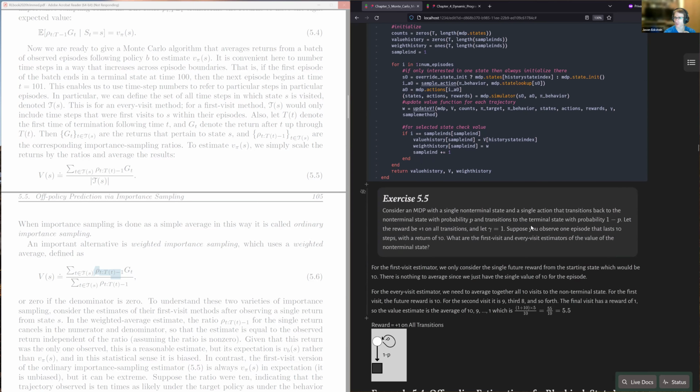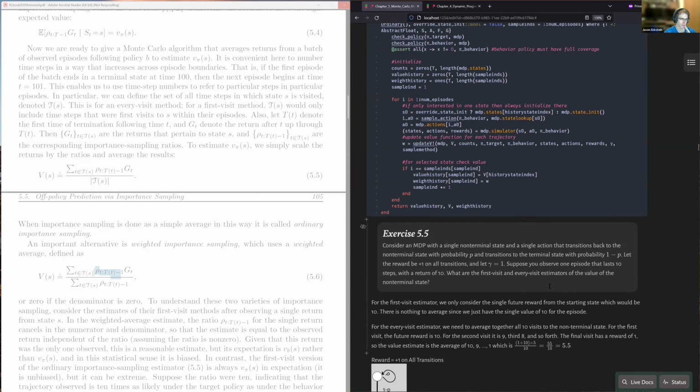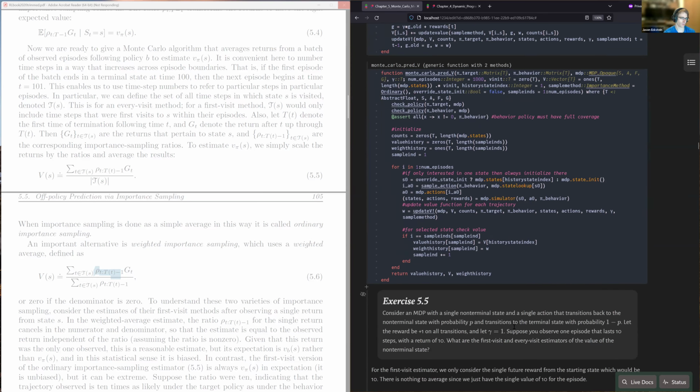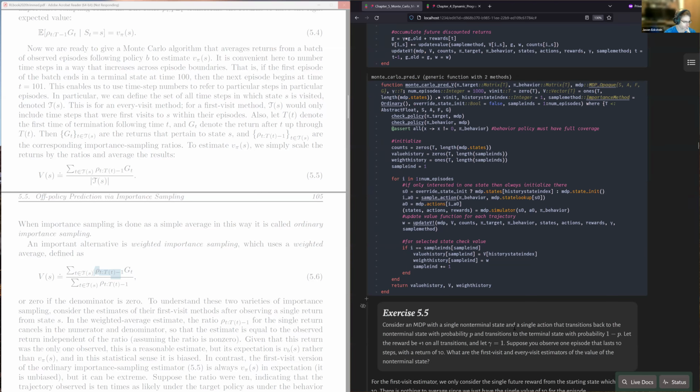This is just the difference between every visit and first visit estimates. So what are the first and every visit estimates of the non-terminal state? I do have it written down here, but if you're just trying to think about it, there's only one state and one action. So all we're thinking about is the reward samples that we have.